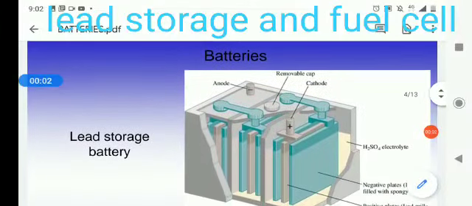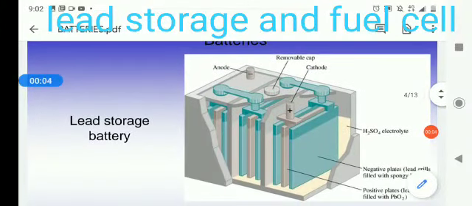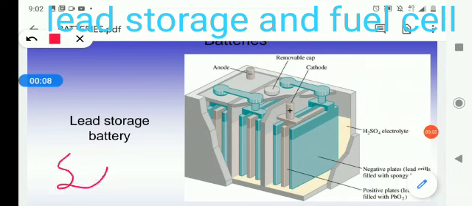The next battery is the lead storage battery. Lead storage battery is a secondary battery used in vehicles. It consists of lead antimony grids.